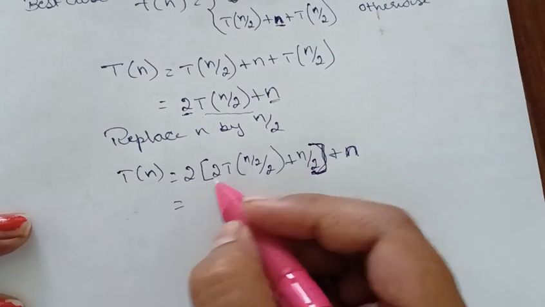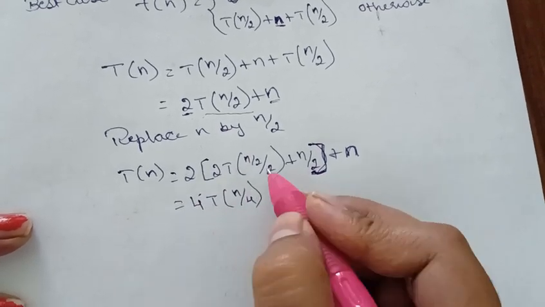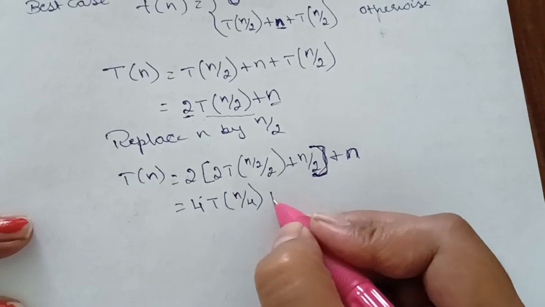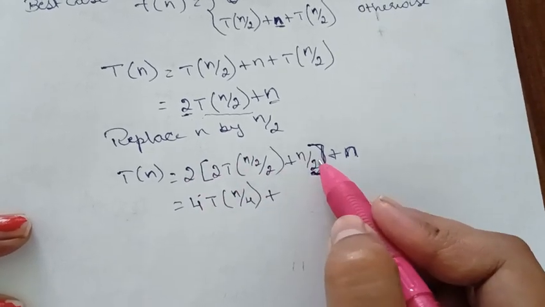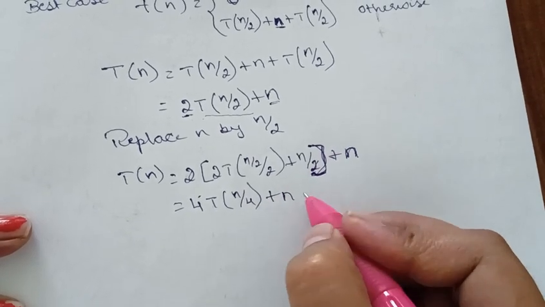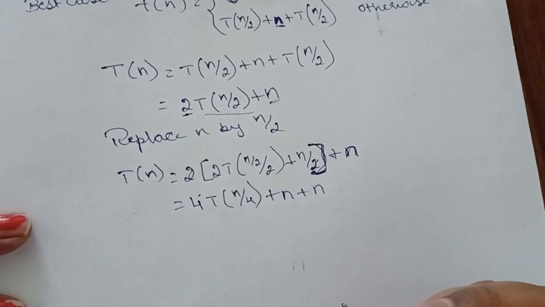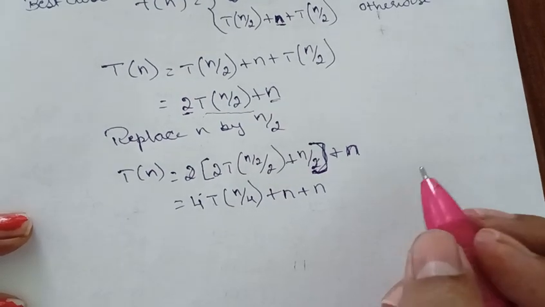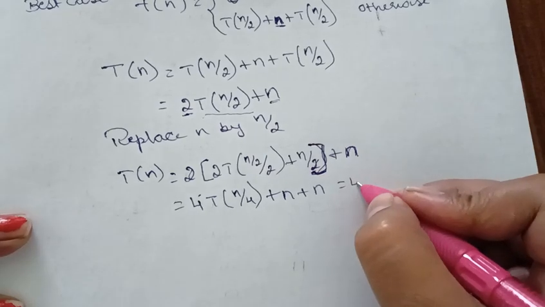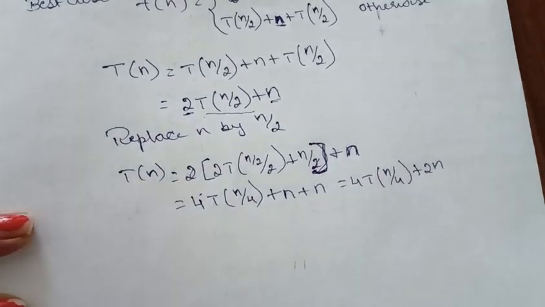Once again, it is constant. This one, 2 2s are 4 t of n divided by 4, 2 into 2 plus 2 into n by 2. 2 and 2 will get cancelled. I'll be left out with n. And this n, I'll just write over here. So this one, I can just write it as 4t of n by 4 plus 2n for the next step.